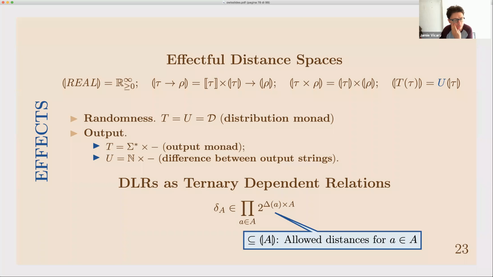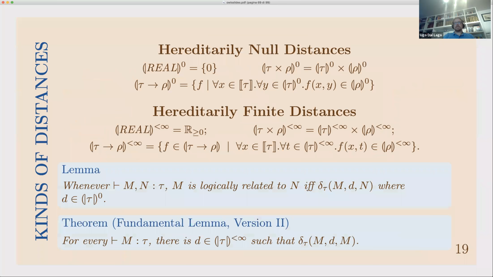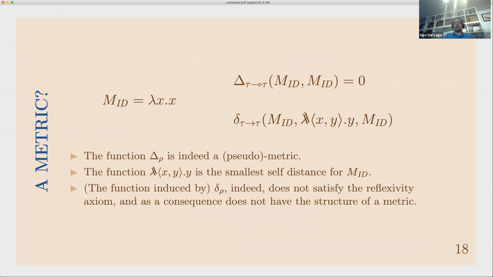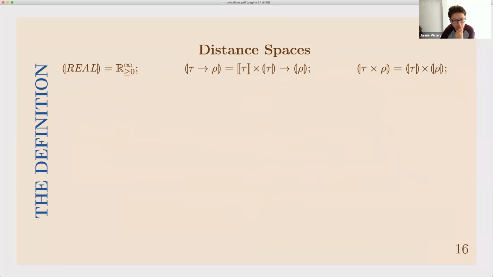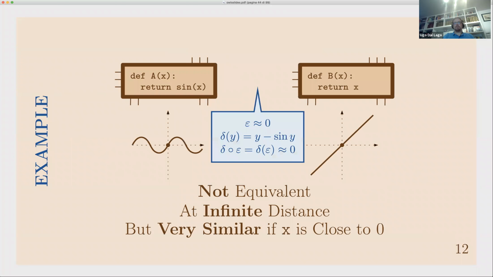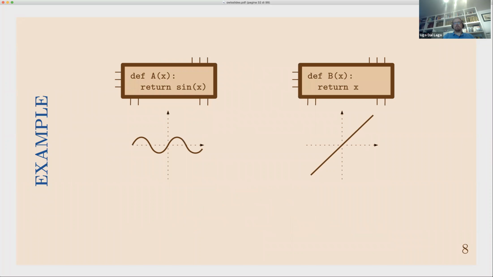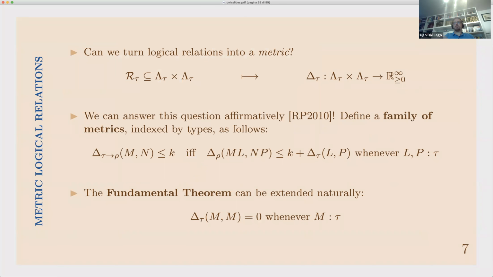So I wanted to ask you, Ugo, about the definition of metric distance for function types, right? You mean this one? Formula. No, maybe earlier. I think we've gone past it now. Yeah, this one.